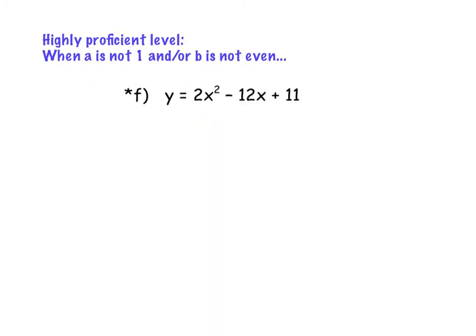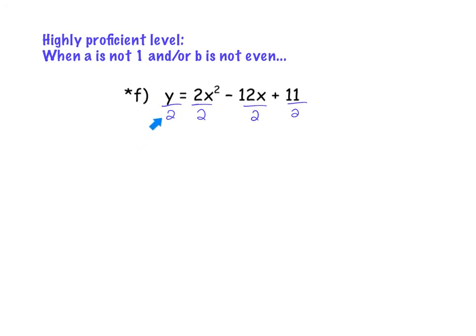Okay, now we're looking at highly proficient level, when A is not 1. In this case, we have an A of 2. Or B is not even. In this case, it is, but you'll end up with some decimals. So first off, we need to get rid of that 2. So we're going to divide everything in the equation by 2.